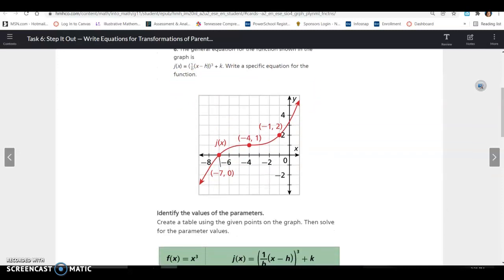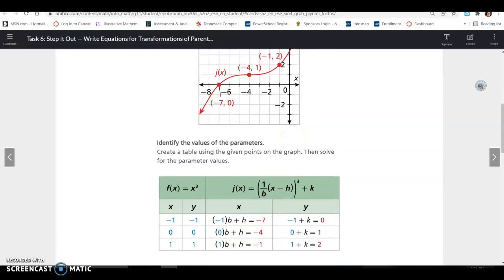All right, so they're giving us the general equation here. So we're looking for a B, an H, and a K, and they give us these 3 points, the 3 turning points here. So X cubed, these are our 3 reference points. We plug these in. You can see -7, 0 is your first turn. -4, 1 would be like the vertex or the turning point there. And then -1, 2 comes from this top reference point here.